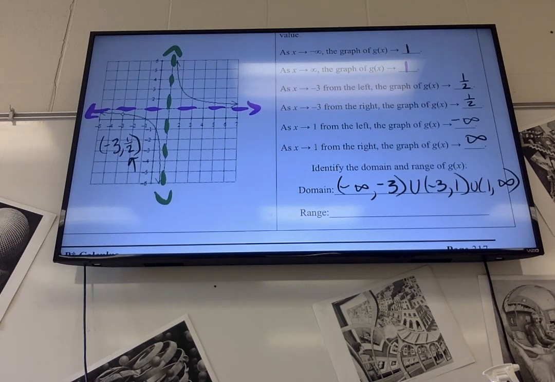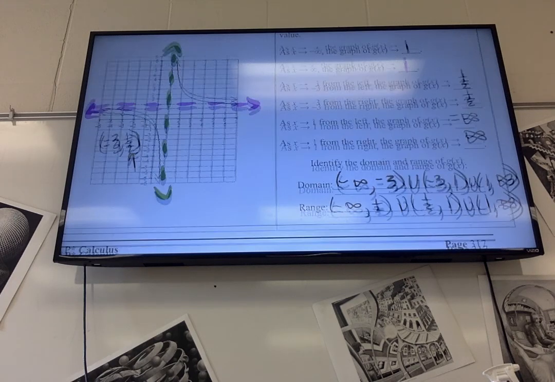Okay, Rebecca, what about the range? Negative infinity to 1/2. 1/2 to 1. And then 1 to infinity. Yep. Good job. Questions, comments, concerns? All right.